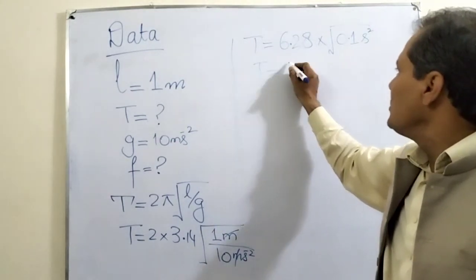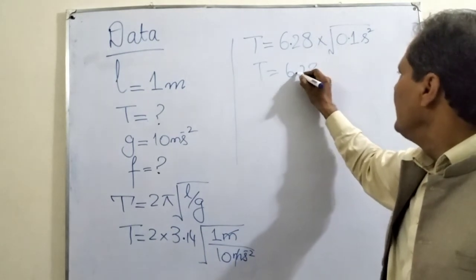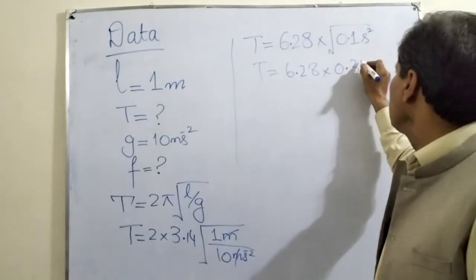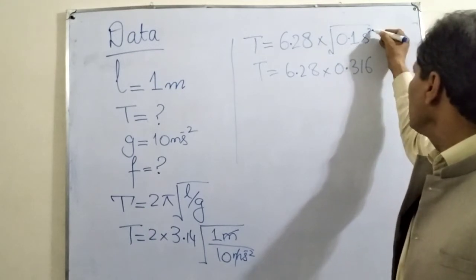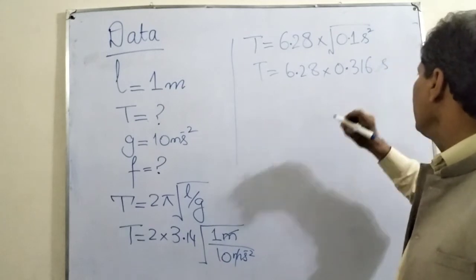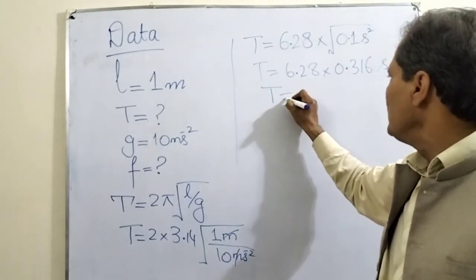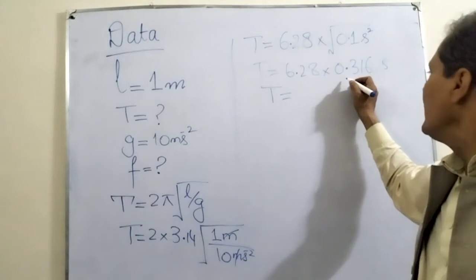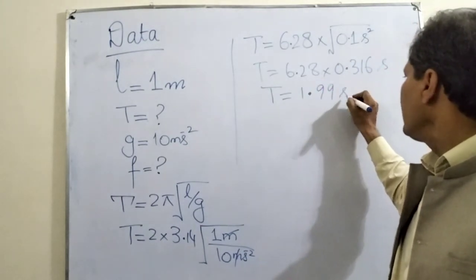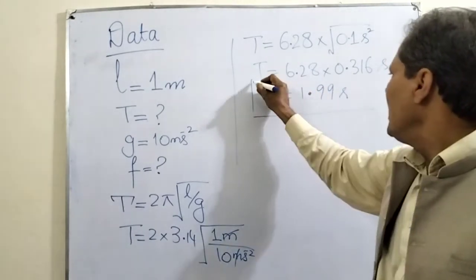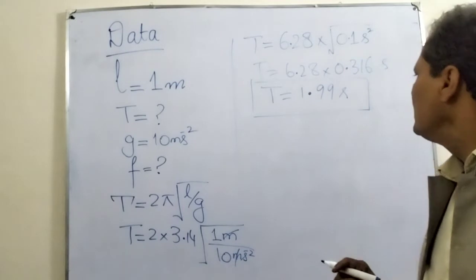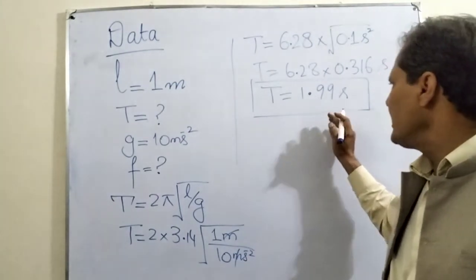Time period is equals to 6.28 times the square root of 0.316, and this square cancels out with the half value of the square root and it becomes second. So multiplying these two values, 6.28 and 0.316, this becomes 1.99 second. So almost it completes one vibration in around 2 seconds. You can say nearly 2 seconds.